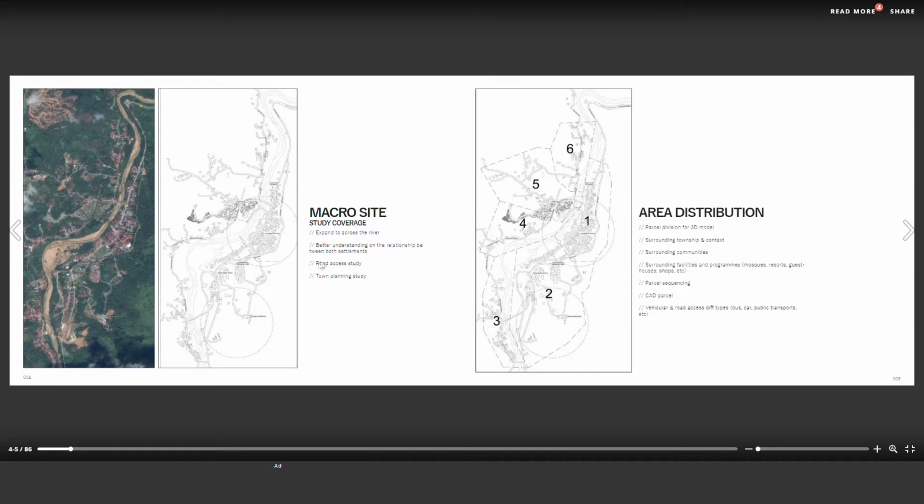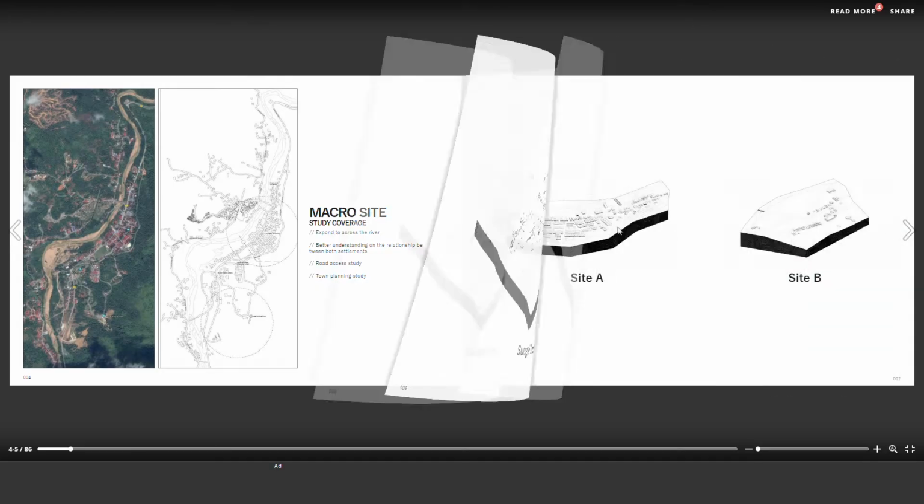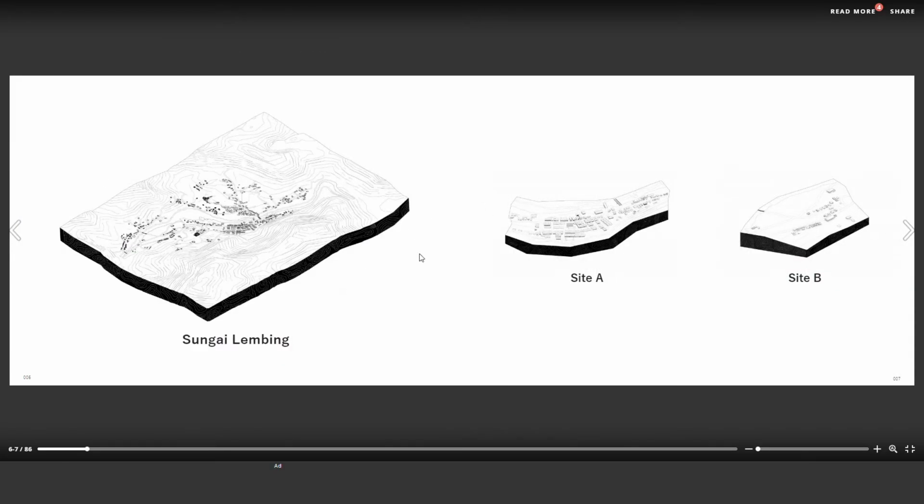site. We did a microsite, with a study coverage expanding across the river, for a better understanding of the relation between both settlements, road access study and town planning. You can see here that we did a drawing based on Google Maps, and we did the 3D analysis by doing area distribution. We split into parcels, and everyone in the group helped to manage the 3D and study of the area. You can see we did the overall site with the contour as well.